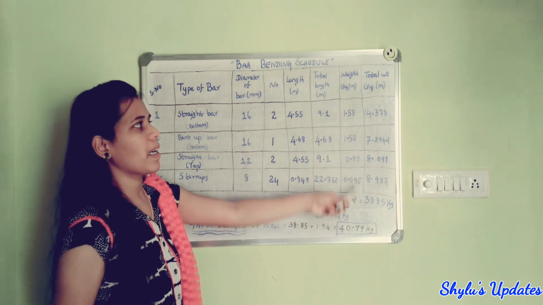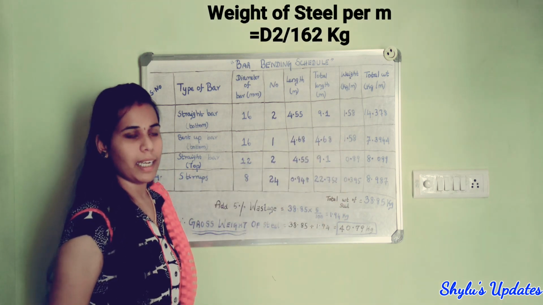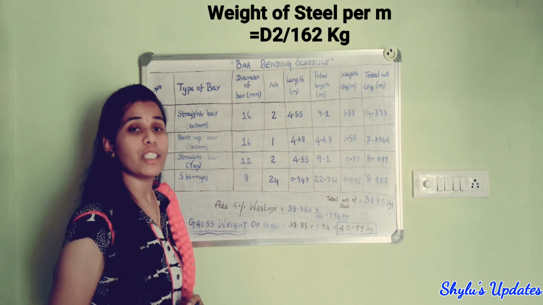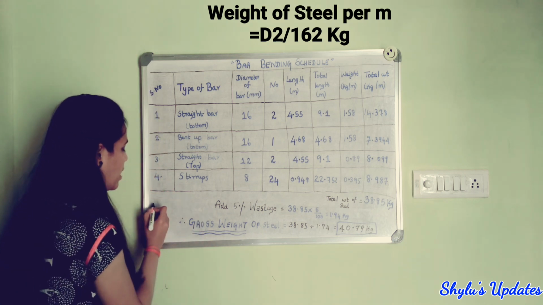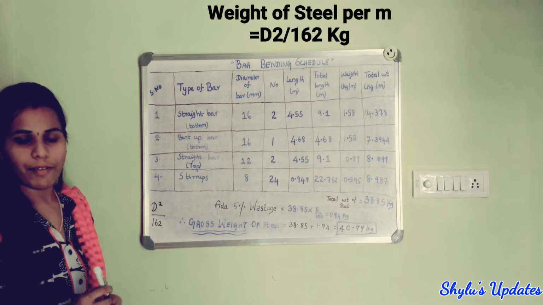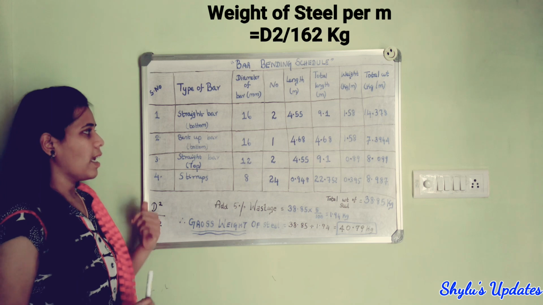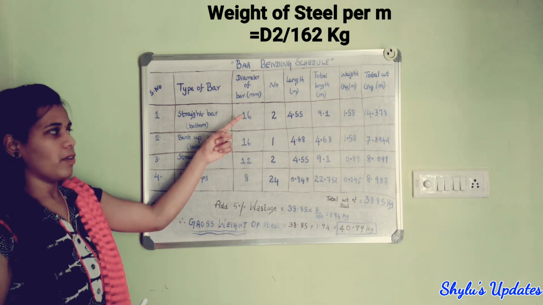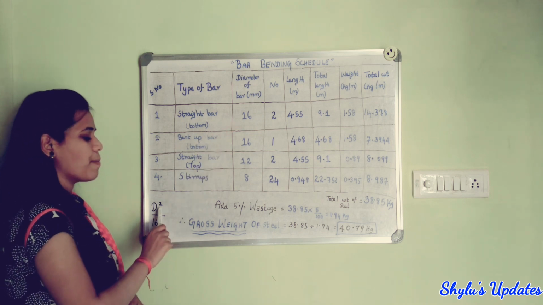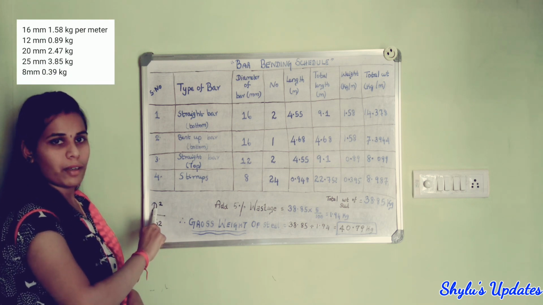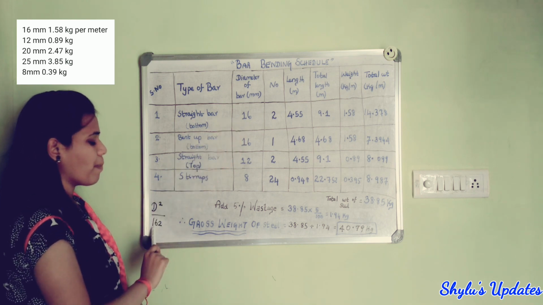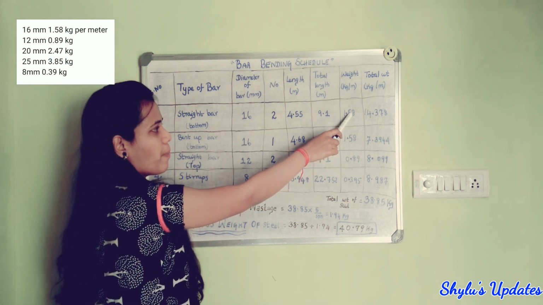The next step is very important. We have to calculate this answer separately. So this is the weight of steel for 1 meter. For that a formula is there, d square divided by 162. Okay, d square divided by 162. This d is the diameter of steel bar. What we have to substitute in this d? We have to substitute this diameter. If we want to find the weight of 16 mm diameter for 1 meter, we have to substitute the value of that diameter in this d. So in this place of d, we have to substitute that 16 value. So 16 square divided by 162, we get the answer 1.58.